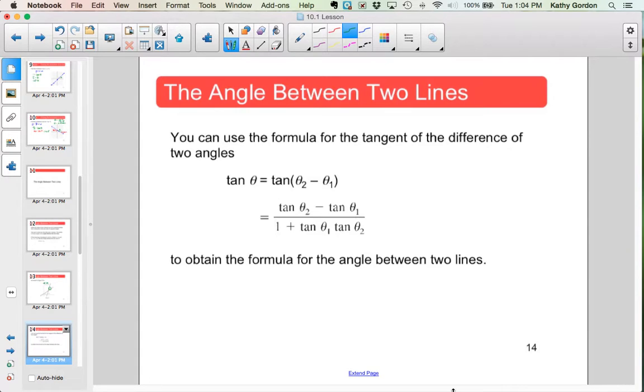Because based on what we were just talking about now, tangent of the inclination of line number 2 is the same as what? The slope of line number 2. And the tangent of the inclination of line number 1 is the same as the slope of line number 1. And we can fill it in here, and we can fill it in here.